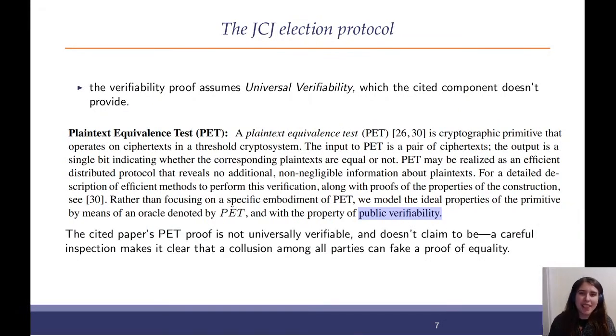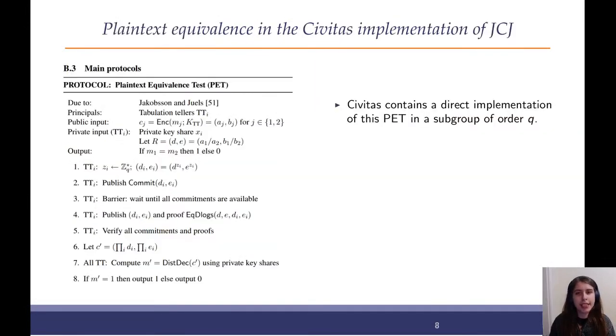So again, it doesn't claim to be universally verifiable. In fact, the paper makes it quite clear. A collusion amongst all of the parties performing the test can forge a proof that two ciphertexts are equivalent when they actually aren't. And the paper makes this very, very clear. So let's take a look at how this test is supposed to work.